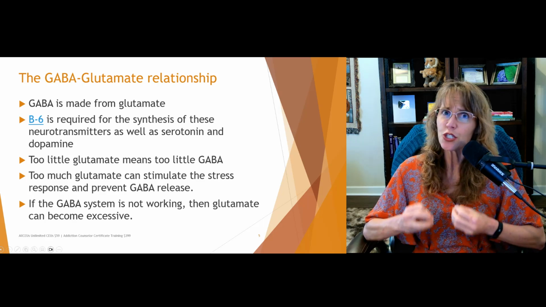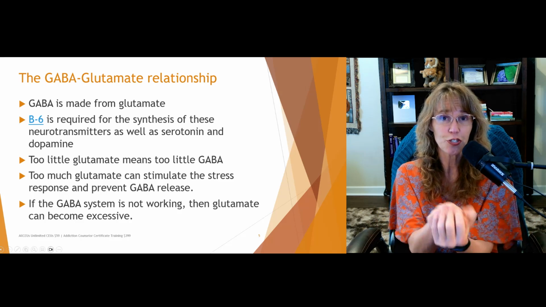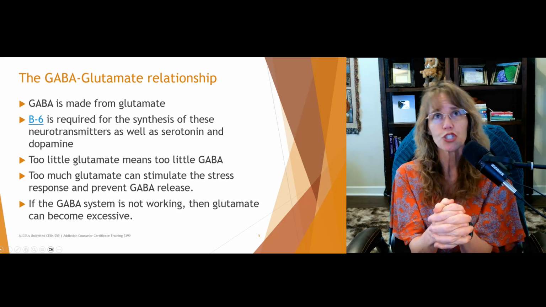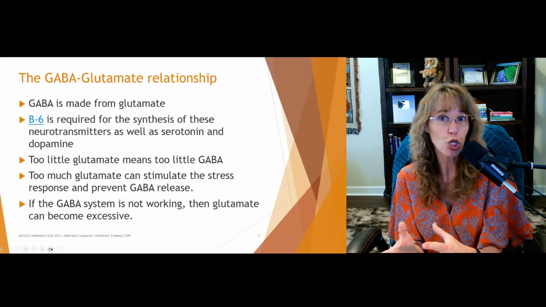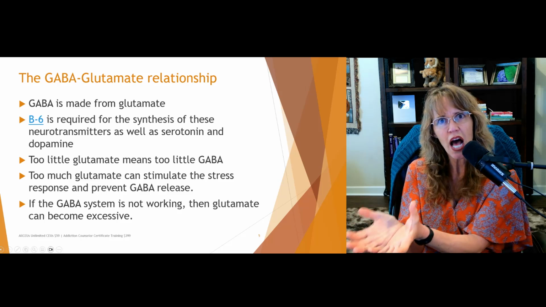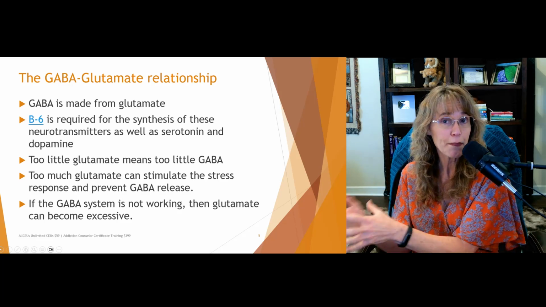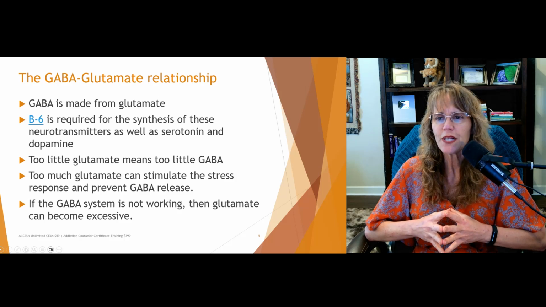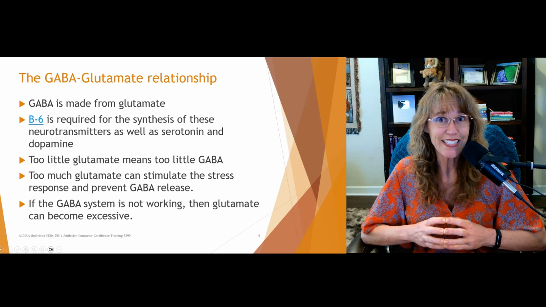And again, when I say too little, I'm not necessarily meaning the substance itself is too little. I mean the glutamatergic system is not working as well, and maybe enough's not being secreted or it's being broken down too quickly, but there's not enough raw materials to make enough GABA. Too much glutamate can stimulate the stress response and prevent GABA release.